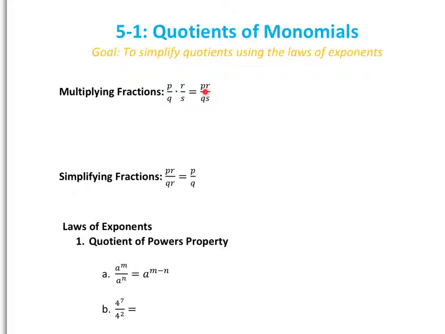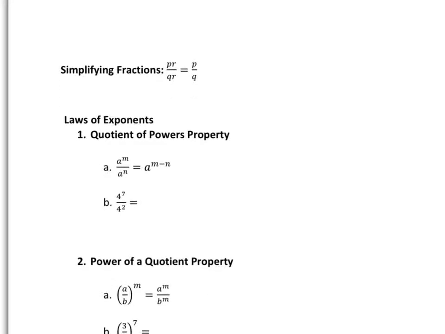Okay, now to simplify fractions, quick review on that as well. If you're multiplying on top and multiplying on the bottom, and you have a common factor there, you can cancel that common factor out. Okay, so the R's cancel out here, and you're left with P over Q.